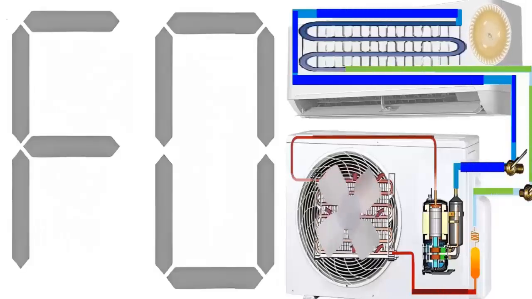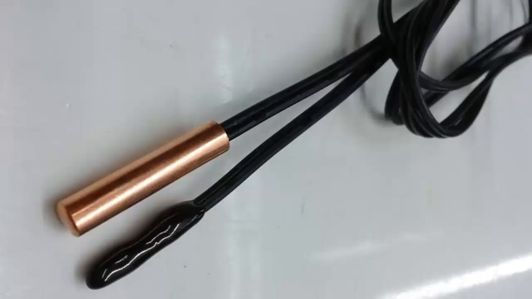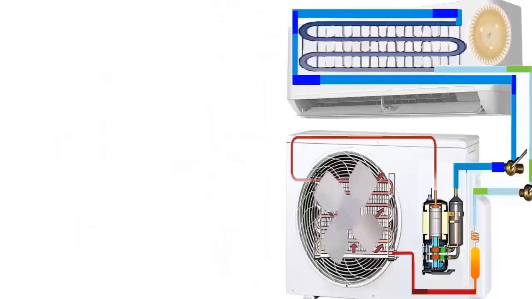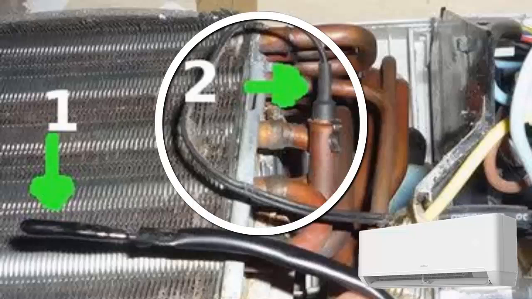The system detects a refrigerant gas leak using the values from the temperature sensors. For example, if the temperature sensor value of the evaporator pipe is not low enough after the compressor has been running for a while, the system is likely to indicate the F0 code.